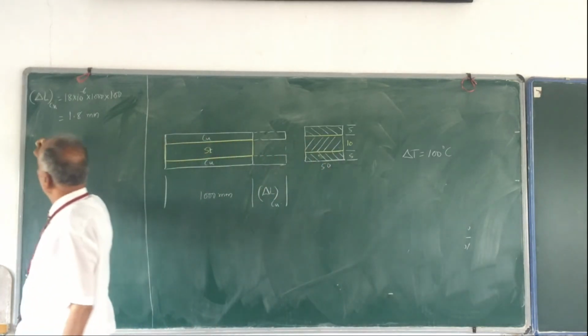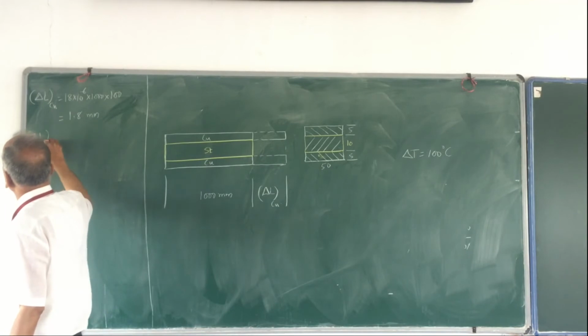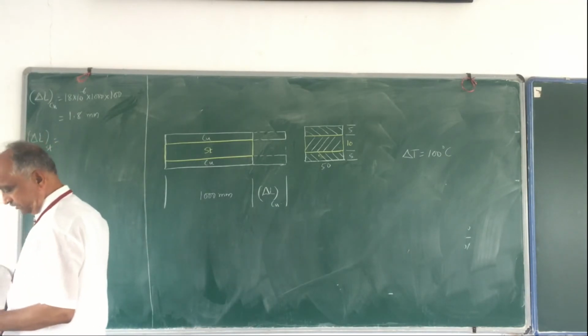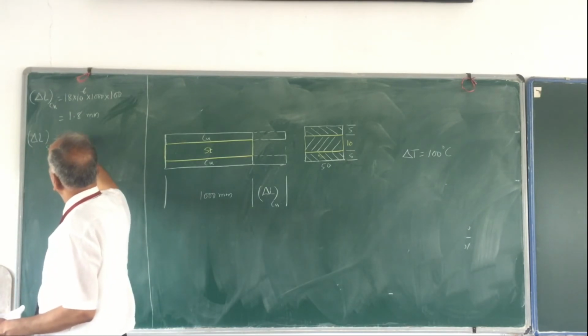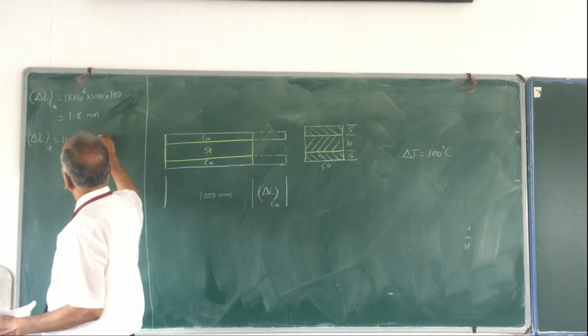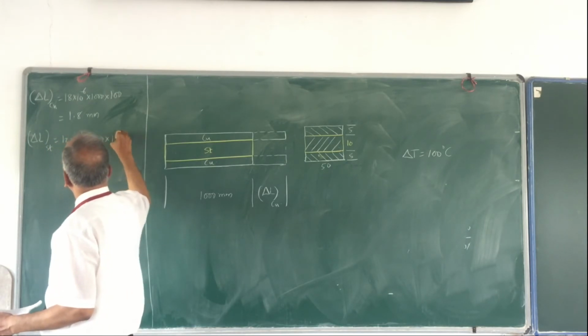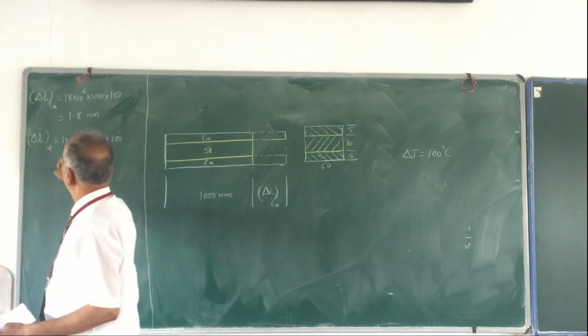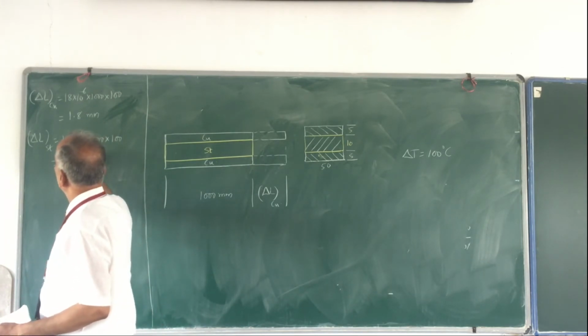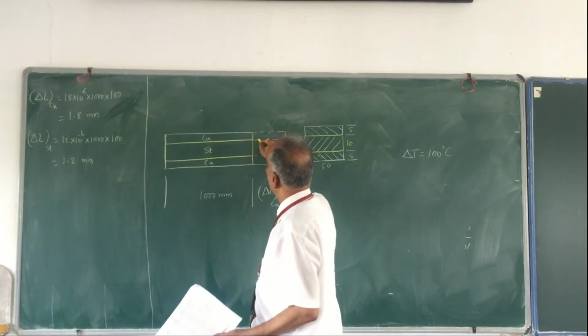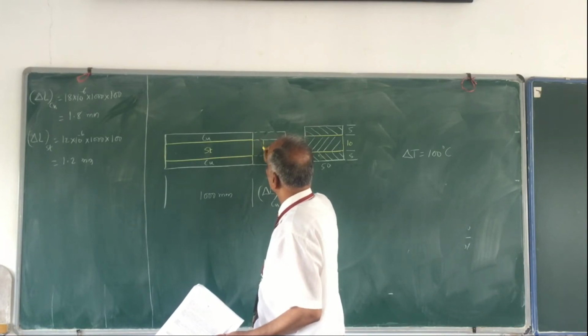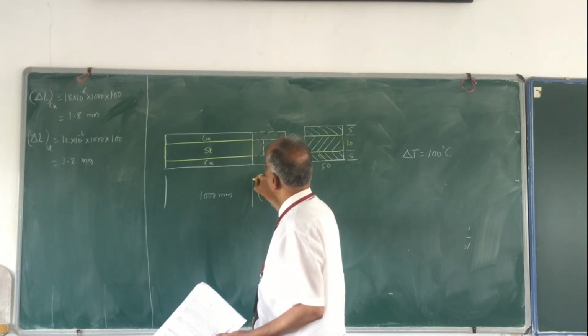Now let me find out, on the same lines, delta L of steel. This is alpha of steel, 12 into 10 raised to minus 6, and the length is 1000 only, and the temperature rise is 100 degrees Celsius. That gives 1.2 mm. Let me show that, probably up to here, and this length is delta L of steel.